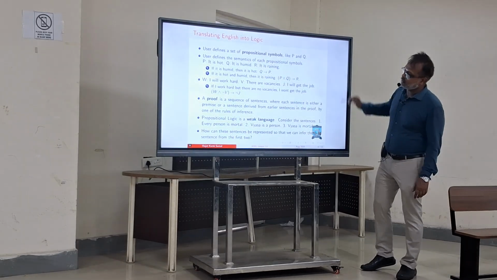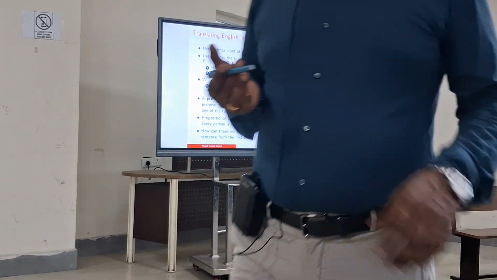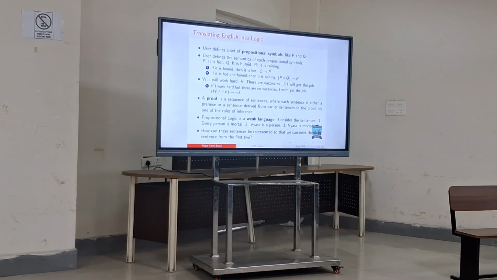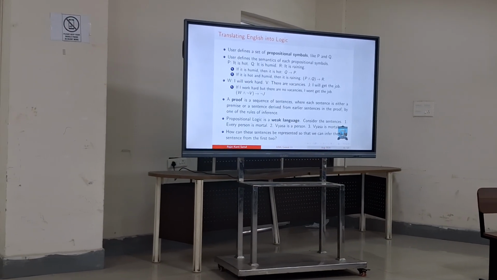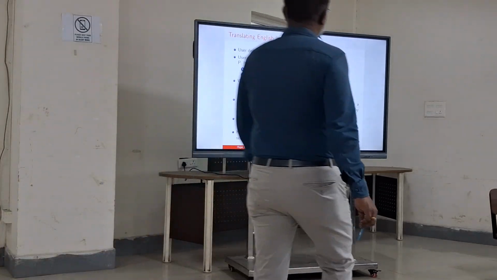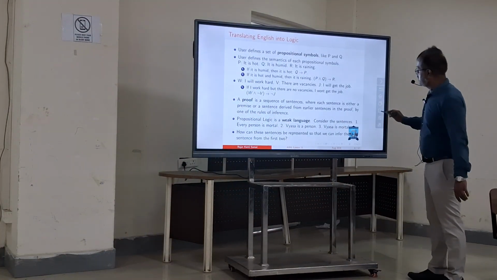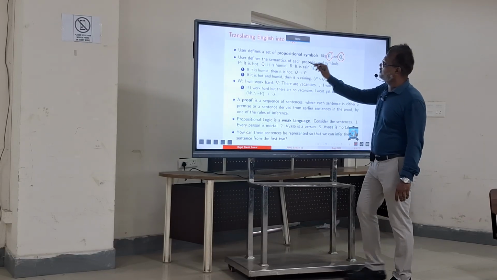Now, when you study propositional logic, what are you expected to do? Your job is to convert regular English into all these symbols. So first step is we define a set of symbols. That is our choice. The user defines a set of propositional symbols like P and Q. Then we define the semantics. Semantics means what each symbol means.